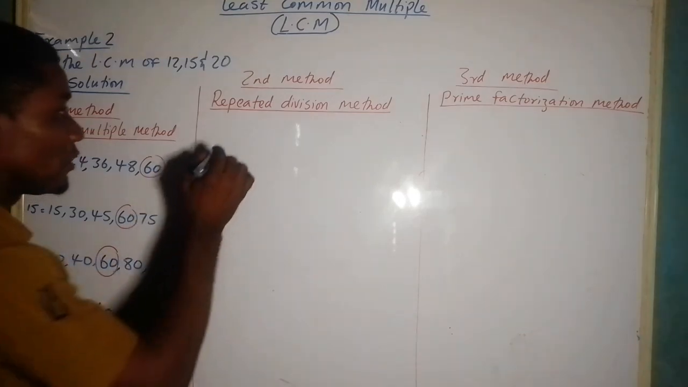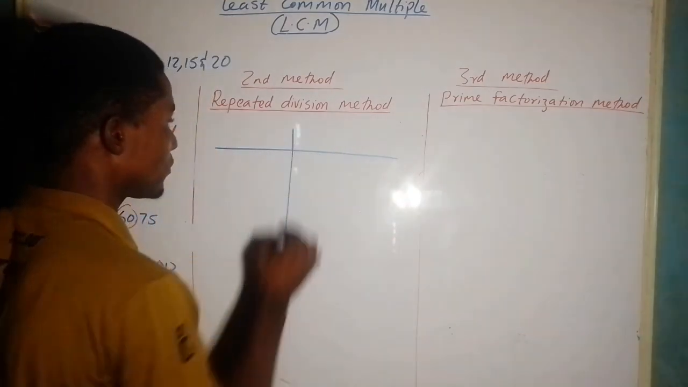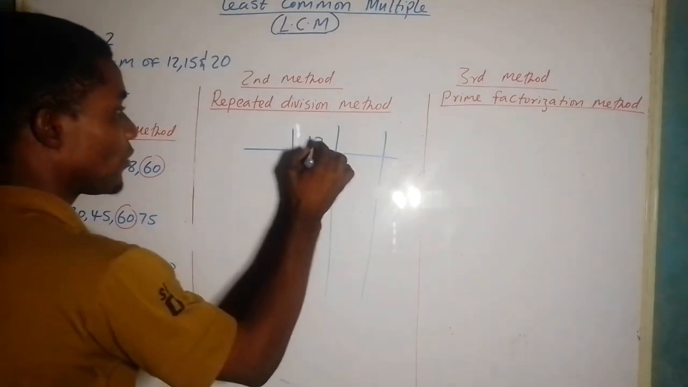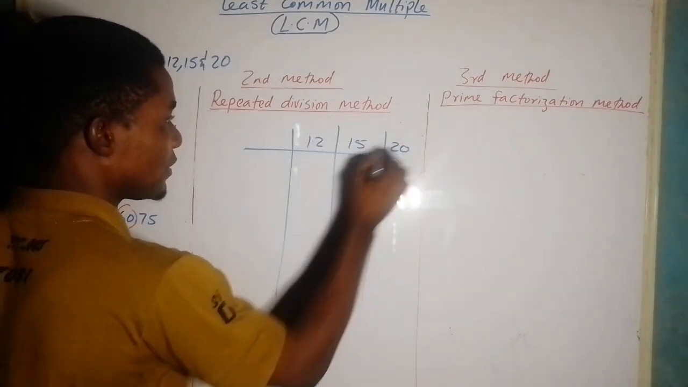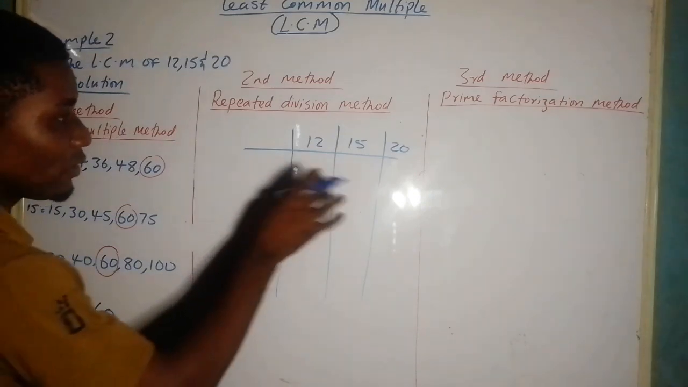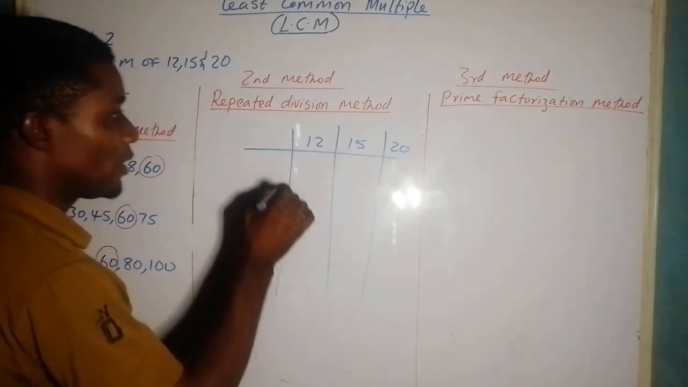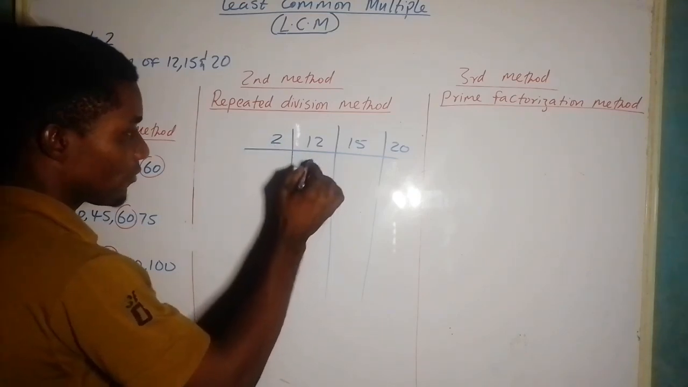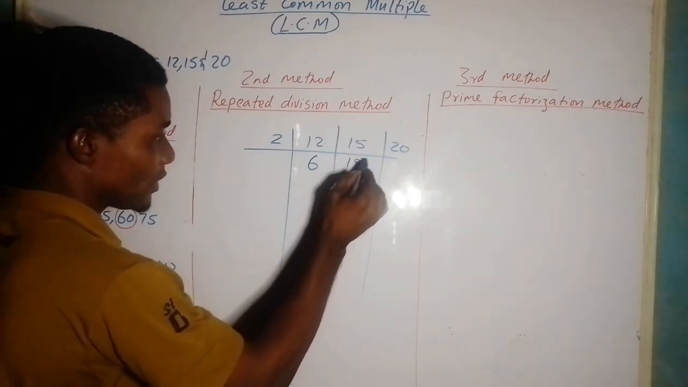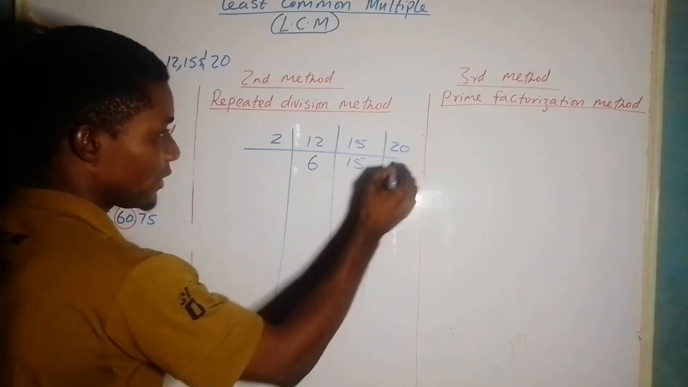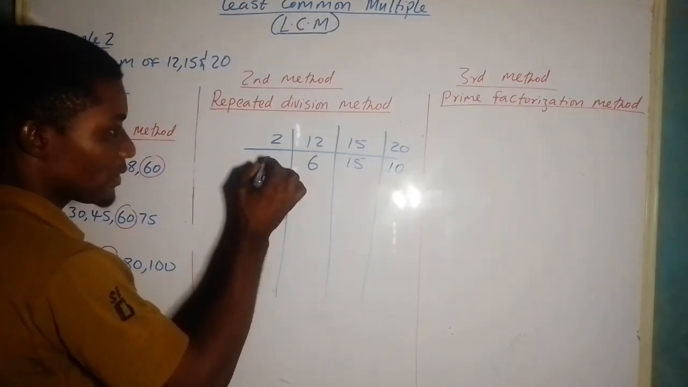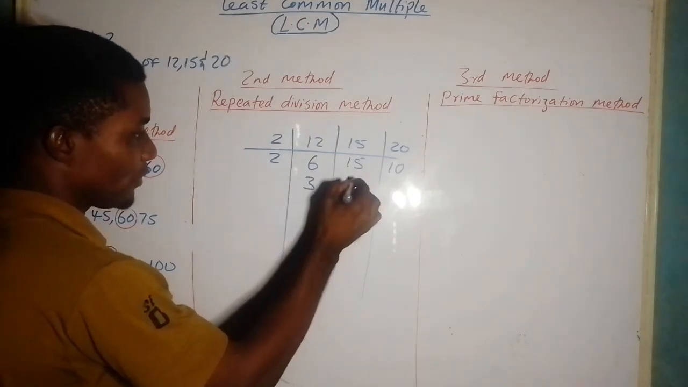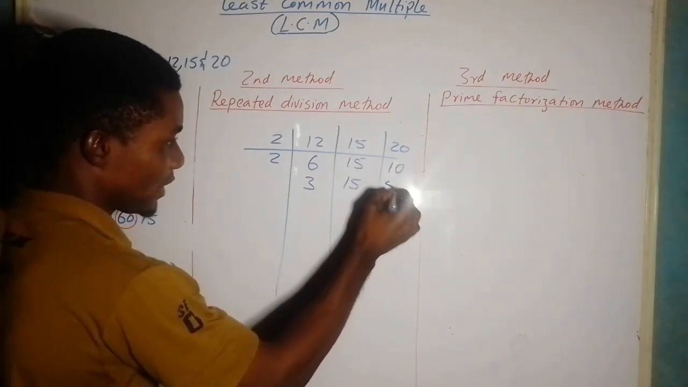Now let's use the repeated division method. 12, 15, and 20. Now what number can divide these 3 numbers without any remainder? Let's take 2. 2 in 12 is 6. 2 cannot go in 15, you write out your 15. 2 in 20 is 10. 2 can still go. 2 in 6 is 3. 2 cannot go in 15. 2 can go in 10, that's 5 times.